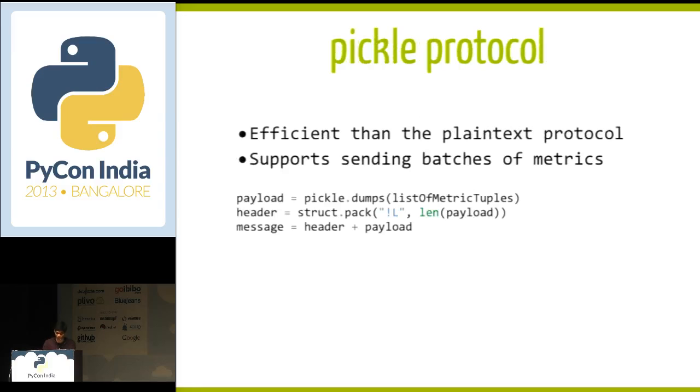Pickle is much more efficient than plain text, and it supports batches of metrics. What Pickle does is it will collect data in a sort of a list and then send it as a major component. So if you don't want to do real-time graphing, this is the best way to do it. It accepts data in that particular format, so it needs a header of exclamation L and then the payload length.